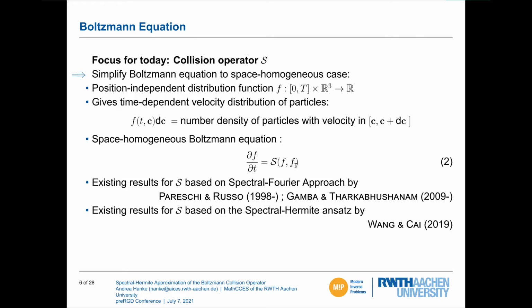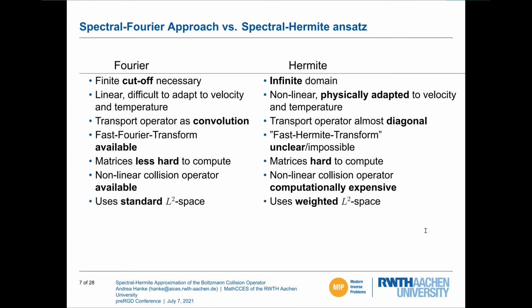There have already been many results developed, for example, based on the spectral Fourier approach, which Pareschi and Russo started to discuss in 1989, and also Gamba and Tharkabhushanam. There are also, for the bilinear collision operator, existing results and implementation by Wang and Chai, which is a fairly recent development. Let us compare the spectral Fourier approach and the spectral Hermite ansatz.